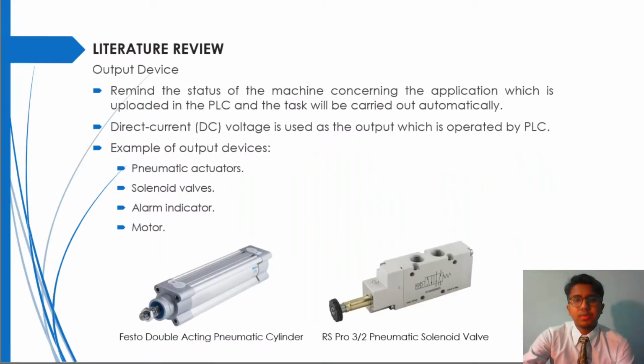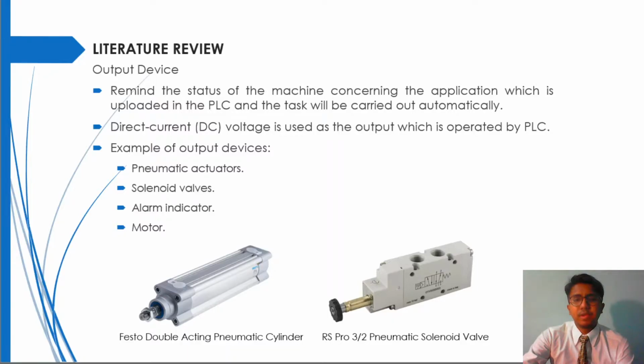Now, I will present to you the literature review on the output device. The output device reflects the status of the machine concerning the application which is uploaded in the PLC, and the task will be carried out automatically. Direct current voltage is used as the output which is operated by PLC. Examples of output devices are: first, pneumatic actuators; second, solenoid valve; third, alarm indicator; and lastly, motor.